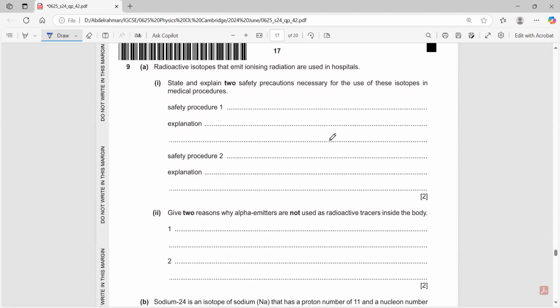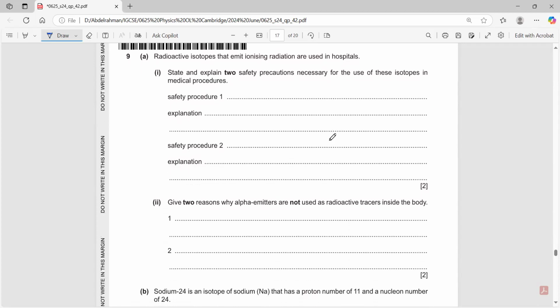Question 9. Radioactive isotopes that emit ionizing radiation are used in hospitals. State and explain two safety precautions. Some of the most important safety precautions used while dealing with radioactive sources are, yes, increasing the distance between you and the source.